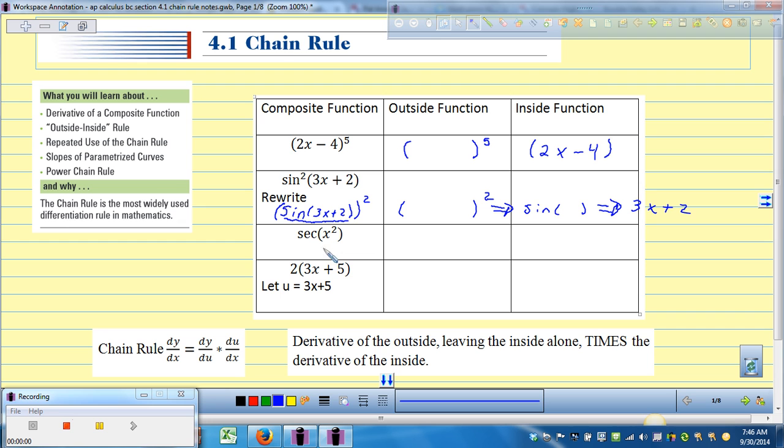Okay, our next one, secant of x squared, the outside function is secant of something. And the inside is x squared.